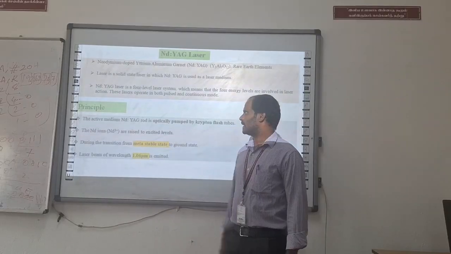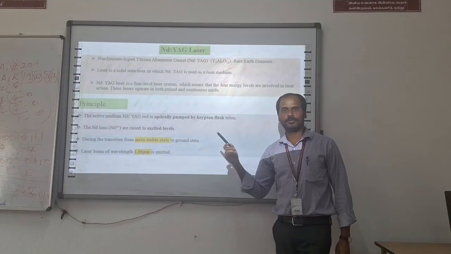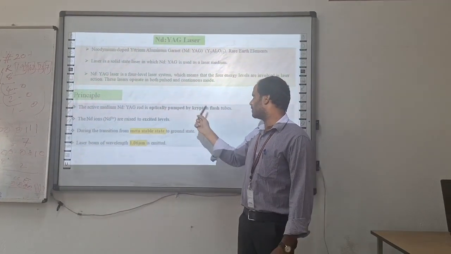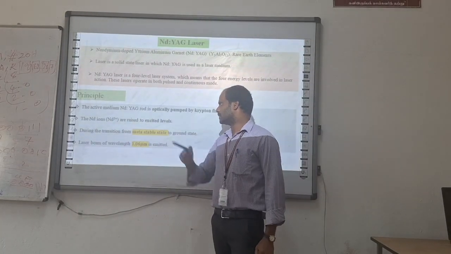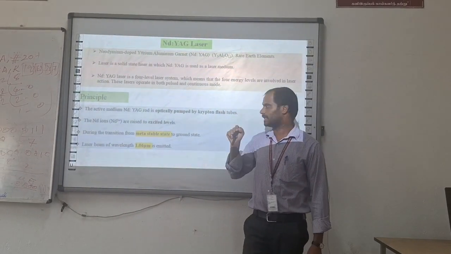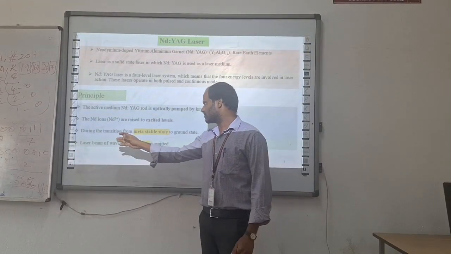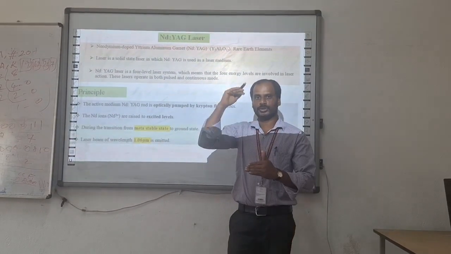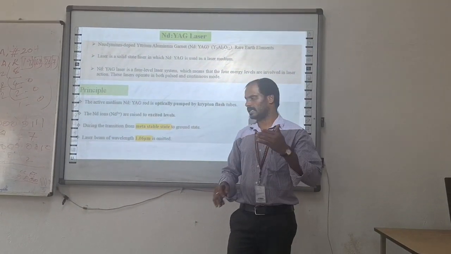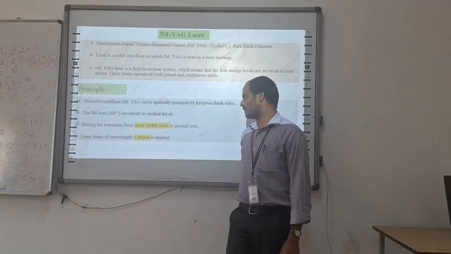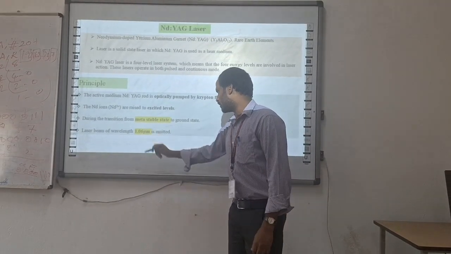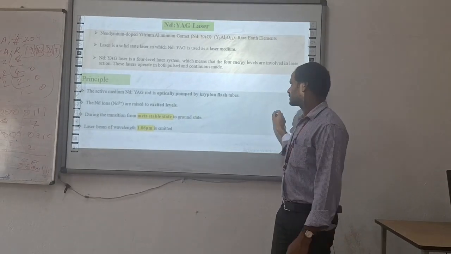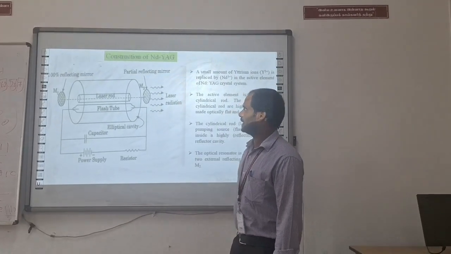Nd:YAG laser principle: the active medium, the Nd:YAG rod, is optically pumped by the krypton flash tube. Then the Nd ions rise to the excited state levels. Then during the transition from the metastable state to the ground state energy level, a laser beam is produced, and finally we get an output of wavelength 1.06 micrometer. That is the emitted laser.